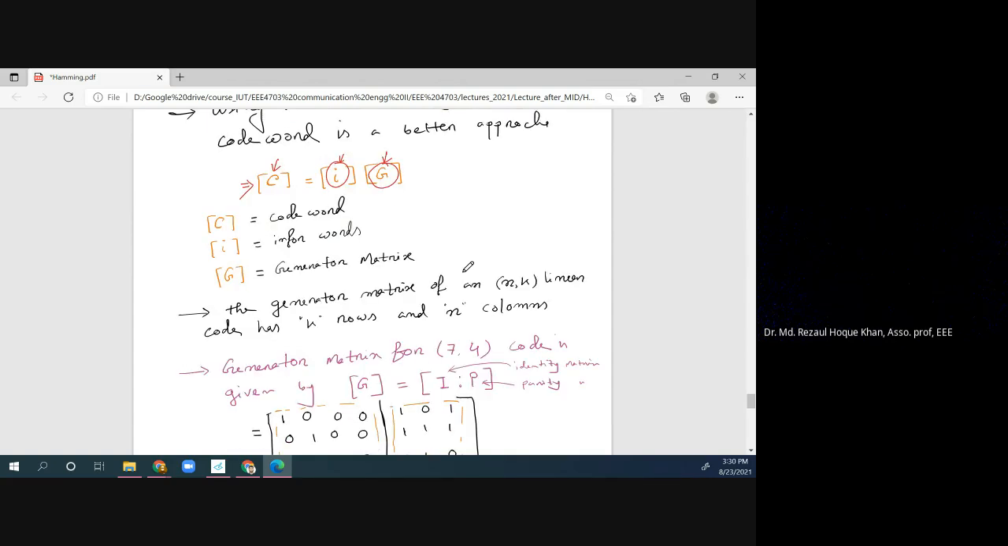Okay, here it's saying that in the generation matrix of an (n,k) linear code, k is the rows and n is the columns.